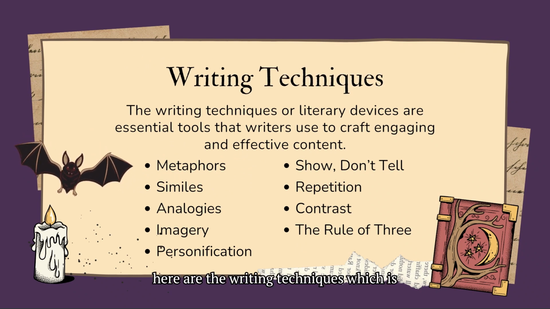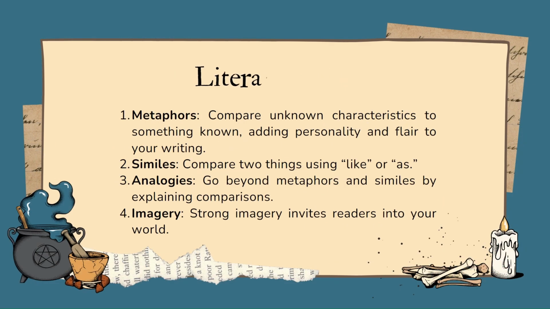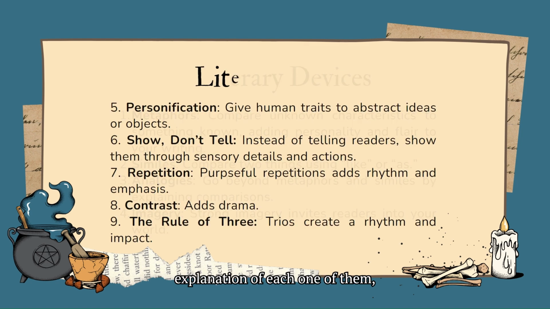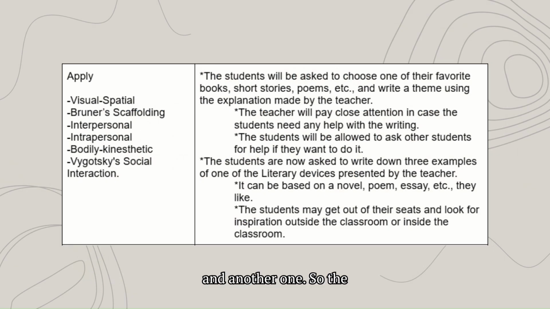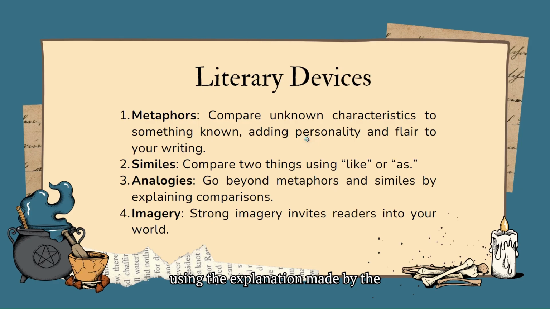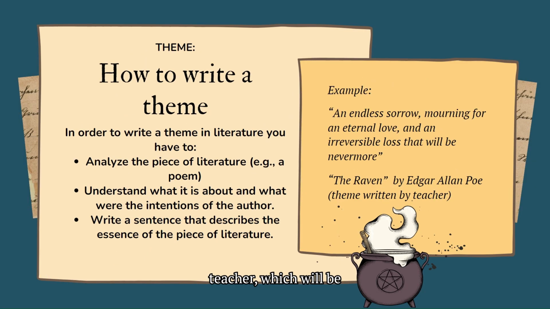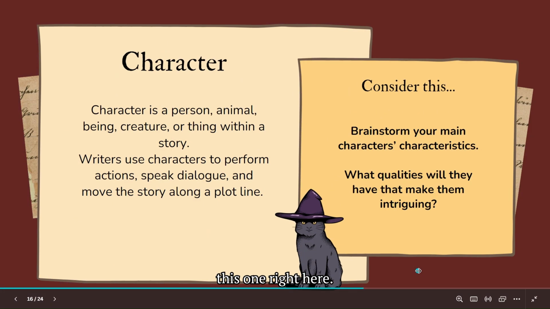Here are the writing techniques, which is another part of the class, with an explanation of each one of them: metaphors, similes, analogies, imagery, personification, and another one. The next step is apply, which is when the students begin to do the activities. The students will be asked to choose one of their favorite books, short stories, poems, etc., and write a theme using the explanation made by the teacher, which is this one right here.